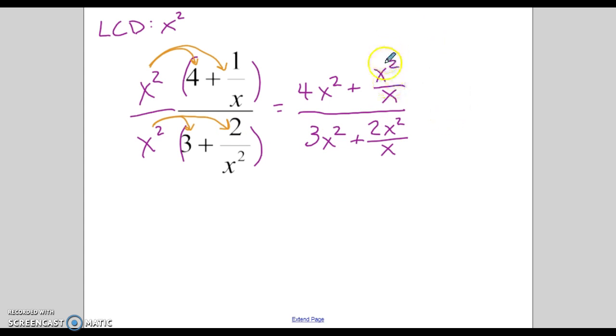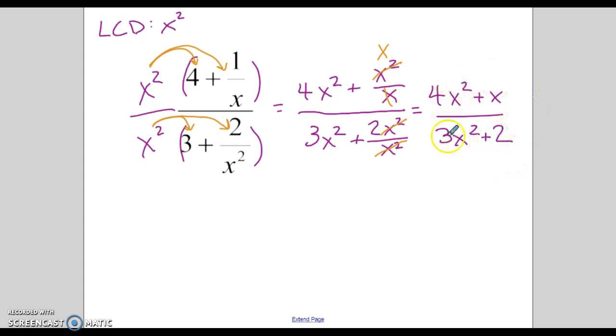Now, cancel any common factors. Oops, that should be an x squared down there. Cancel any common factors, so you can see down here I've got an x squared over x squared, so those cancel. Here I've got an x squared over x, so I can cancel one of them. That x cancels with one of those, leaving me with an x right there. And now I've got 4x squared plus x over 3x squared plus 2.